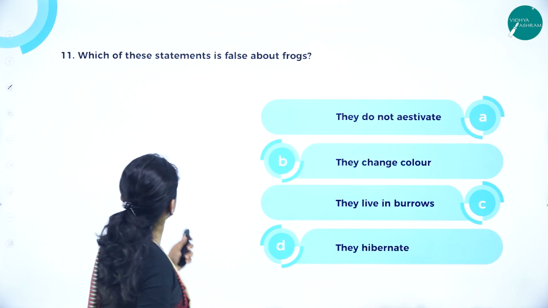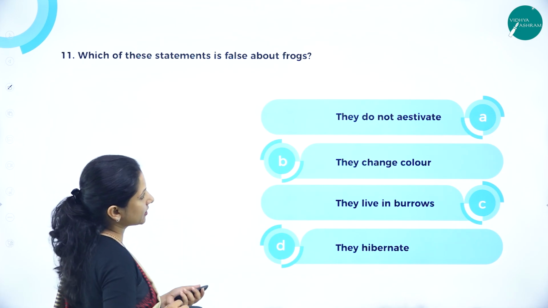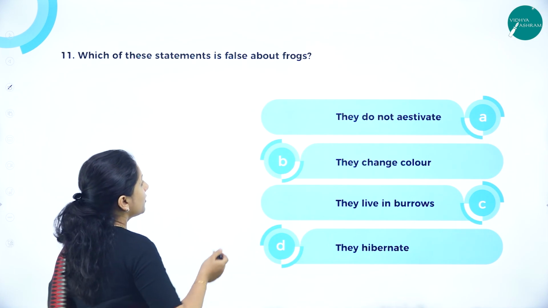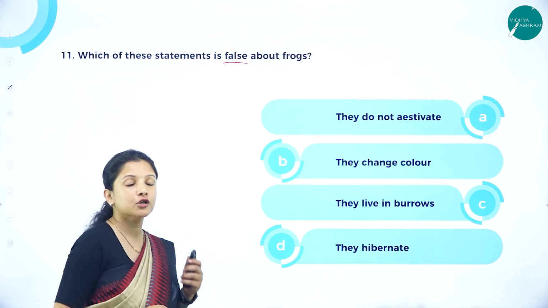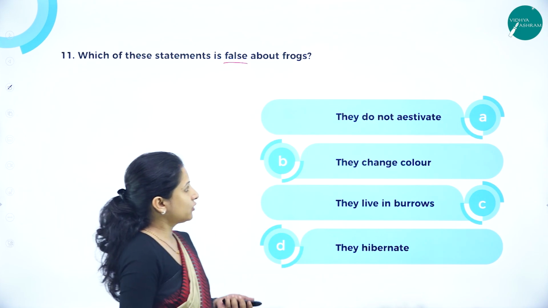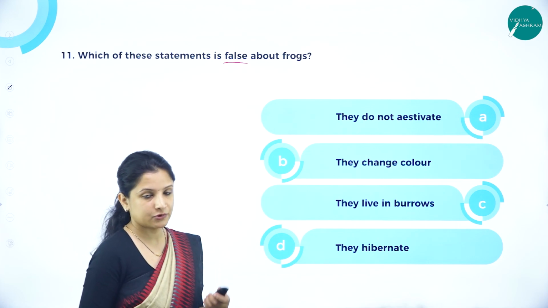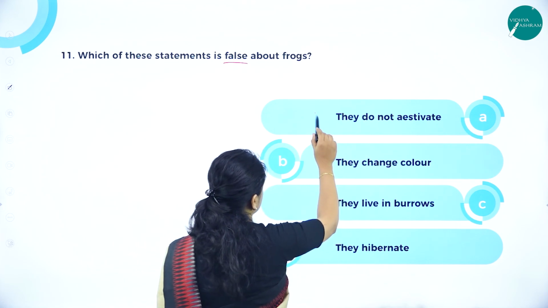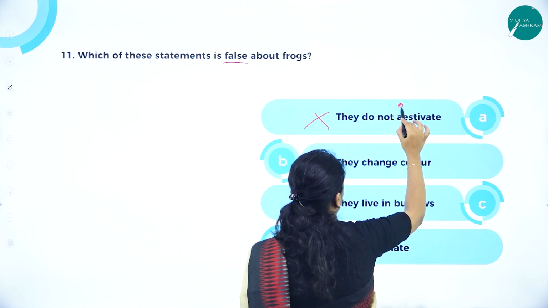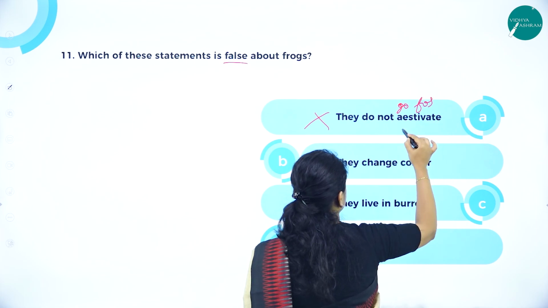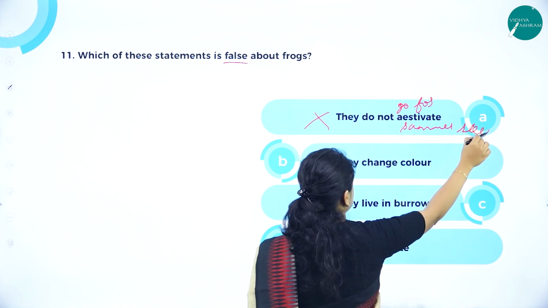So next question is, which of these statements is false about frog? A set of statements are given here in the form of options, wherein we have to find out which is false about frog, or which is not true about frogs. They do not estivate. Frogs go in for summer sleep. So that is not the right answer. Or they can ask, they do not go for summer sleep. Summer sleep also can be asked like this.